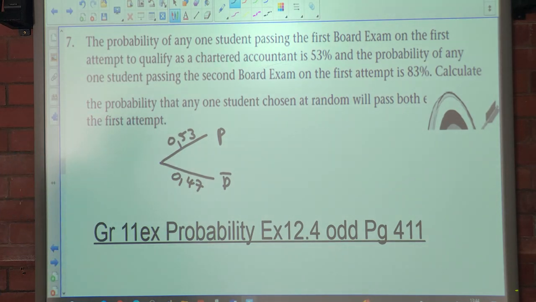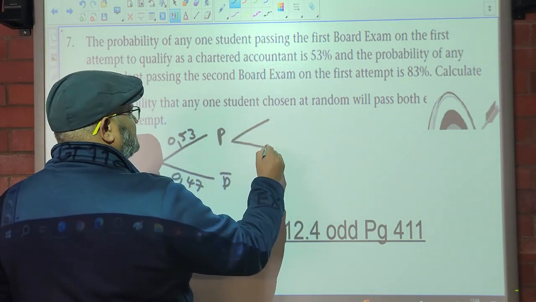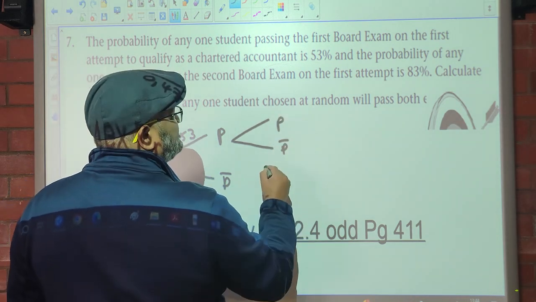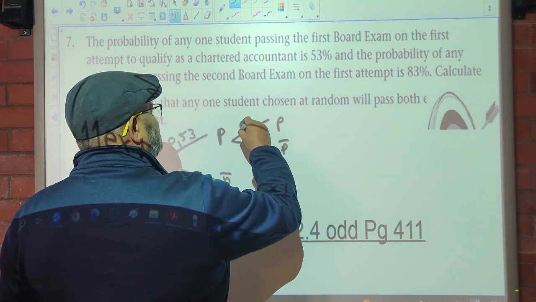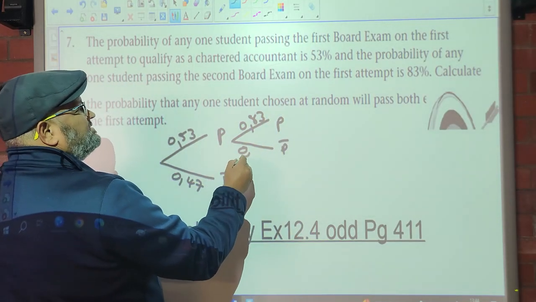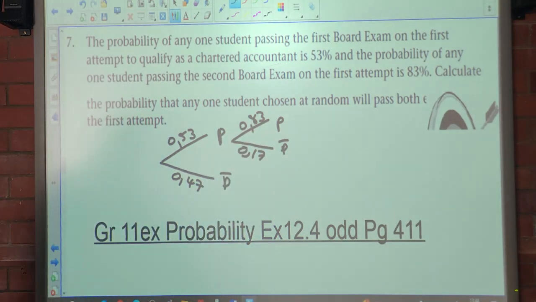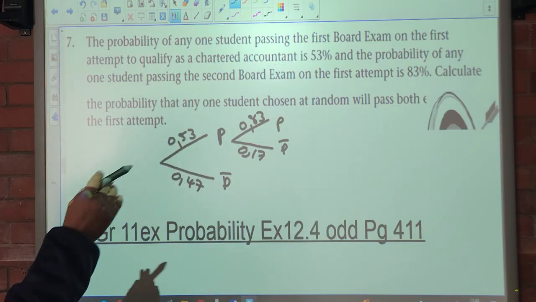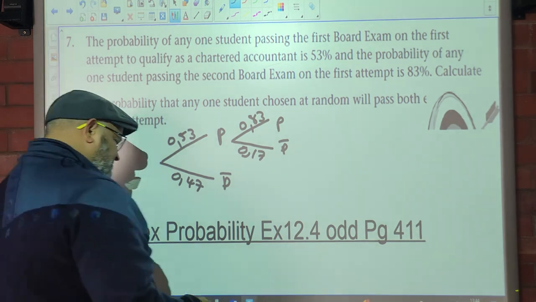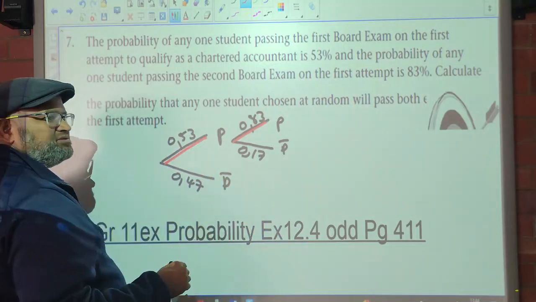The probability of any one student passing the second board exam on their first attempt is 83%. So that's going to give you 0.83, and not passing is 0.17. So that again adds up to 1. Calculate the probability that any one student chosen at random will pass both board exams on the first attempt. In other words, you're going to work out the probability of pass and again pass.